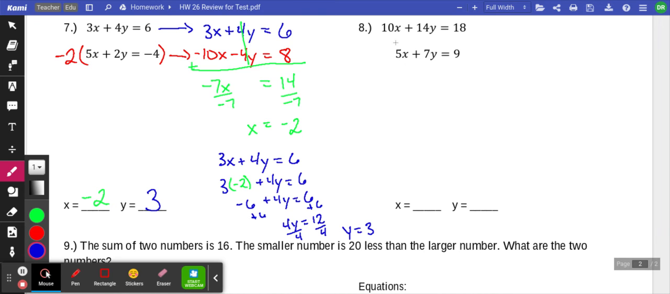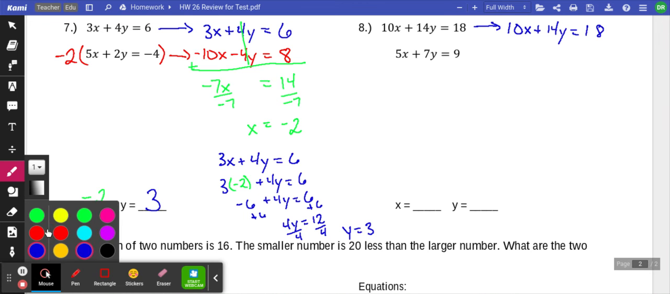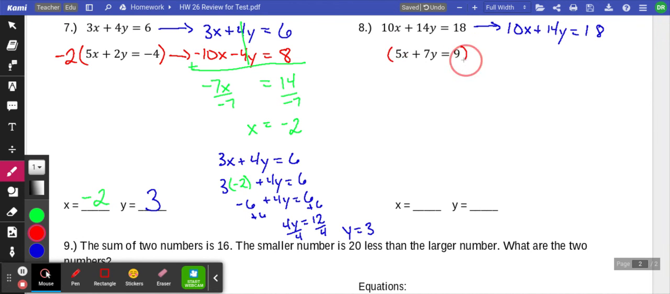Well, we don't have a lot of work to do because the first equation has a 10 in front of the x. The second one has a 5, but 5 goes into 10. So we could multiply to change this to some kind of 10. So it seems like we should be able to leave the first equation as is, which would be 10x plus 14y equals 18. And we should be able to do just a little bit of work to change our second equation so that it starts with a negative 10 to cancel with the positive.